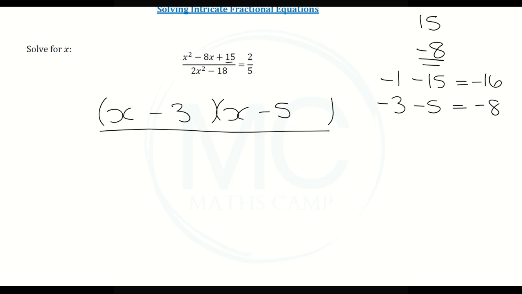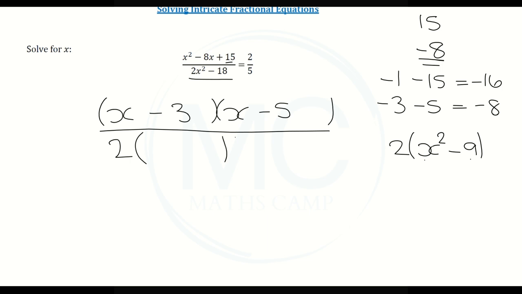Now we need to factorize 2x squared minus 18. 2 and 18 are both even numbers, so we can take 2 out as a common factor. 2x squared divided by 2 gives us x squared. And 18 divided by 2 is 9. So in this case, it's -9. x squared and 9 are both squares. So we can factorize this further using the difference of squares. So in the denominator of the fraction, I'm going to say 2 outside the brackets.